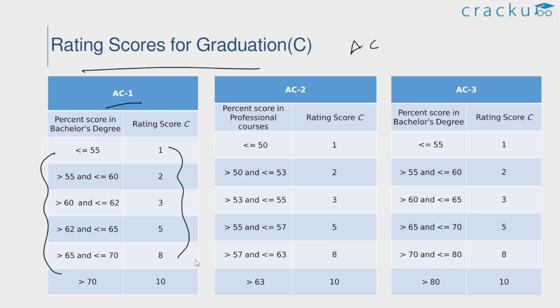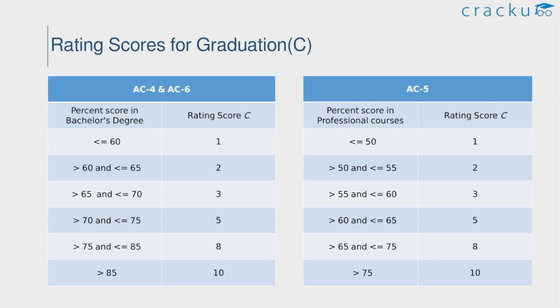If you've done your graduation in the stream of CA or CS, then you come under the category of AC2. So these are the percentages and the points. If you have done your graduation in the stream of BBM, Commerce, Finance, then you come under the category of AC3. These are the range of percentages, and these are the points.